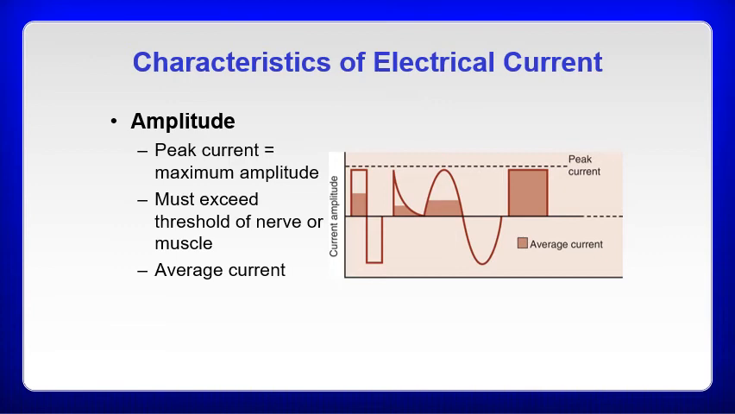So looking at these characteristics, the first one that we're going to look at is amplitude. Amplitude represents the intensity of the actual current. Intensity is one of the things you'll be setting on the electrical stimulation that you'll be using. Some other things to consider: the peak current represents the maximal amplitude that you're looking at. And the idea here is that you must exceed the threshold of the nerve or muscle, okay?